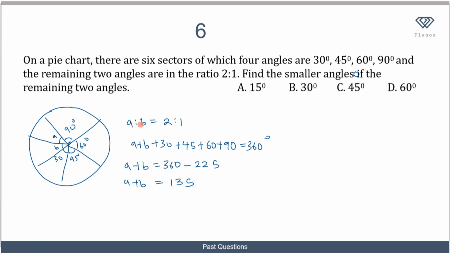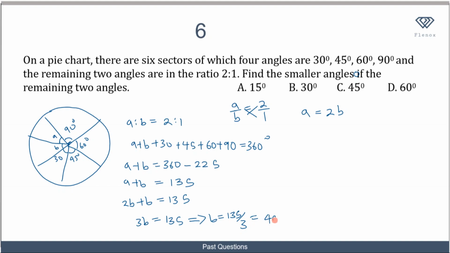But now I'm given the relationship between A and B. I'm told that A ratio B is 2:1, so I can also write this as A over B equals 2 over 1. If I cross multiply, I see that A equals 2B. So I can substitute A as 2B into the expression: 2B plus B equals 135. So 3B equals 135, and B equals 135 over 3, which is 45 degrees.